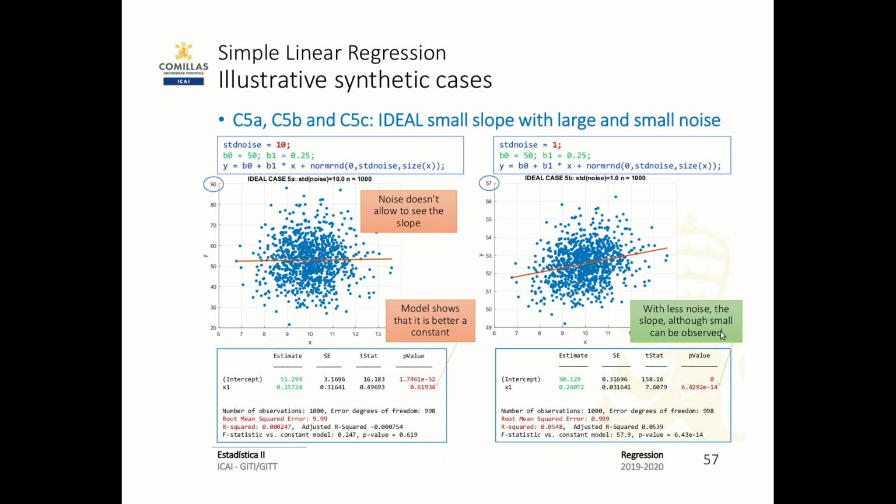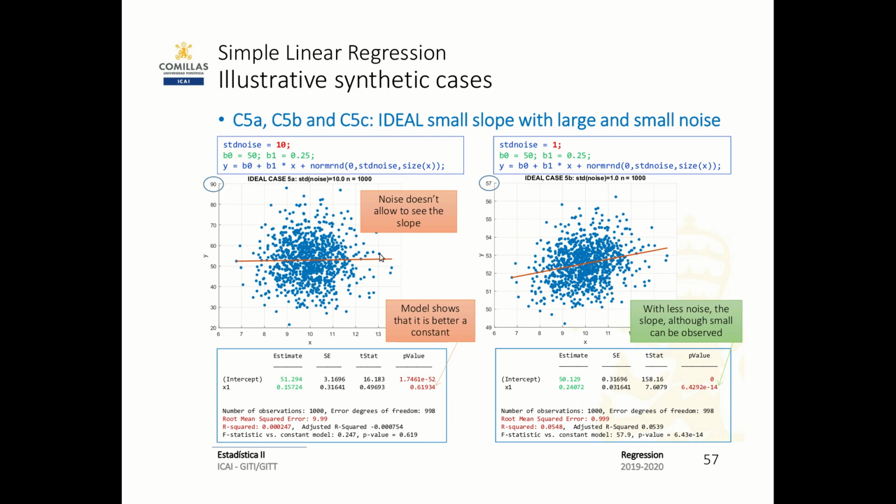Okay, so now let's put another example where we have a small slope, and we will analyze it in the presence of large and small noise. So here we have the small slope, and here we have large noise, here we have small noise. You may look at the y-axis: here it goes from 20 to 90, here it goes from 49 to 57, so there is much less variation in this example than in this one.